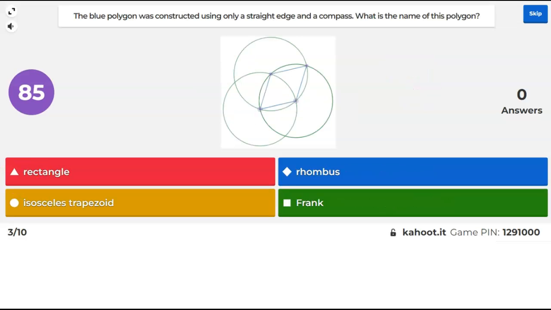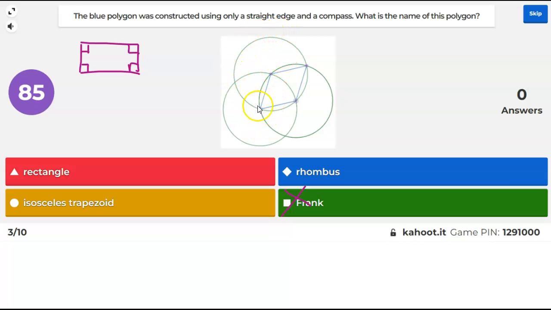Look at problem number 3. The blue polygon was constructed using only a straight edge and a compass. Okay, so we have this polygon right here. What is the name of this polygon? Well, we have to think back to our quadrilaterals, because we can see this is a 4-sided shape. And we see our options here are rectangle, rhombus, isosceles trapezoid, and franc, which probably isn't it. If you'll recall our rectangle definition, that involved right angles. We needed right angles at all the corners. So we don't have any right angles marked here, and we haven't gone through what's necessary to construct the right angles. Let's look at what we do have.